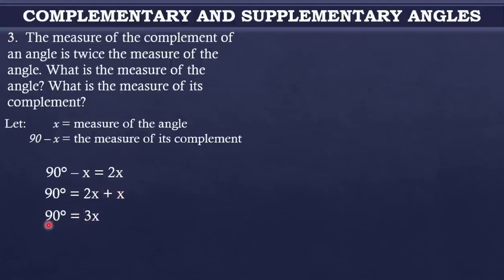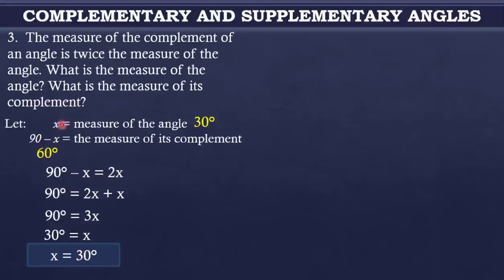Divide both sides by 3. So, 90 divide 3, that is 30. Okay? And then, ayusin na lang po natin. So, x is equal to 30 degrees. So, if your x is equal to 30 degrees, therefore, the measure of the angle is 30 degrees. And then, since your x is 30, so 90 minus 30 is 60 degrees.